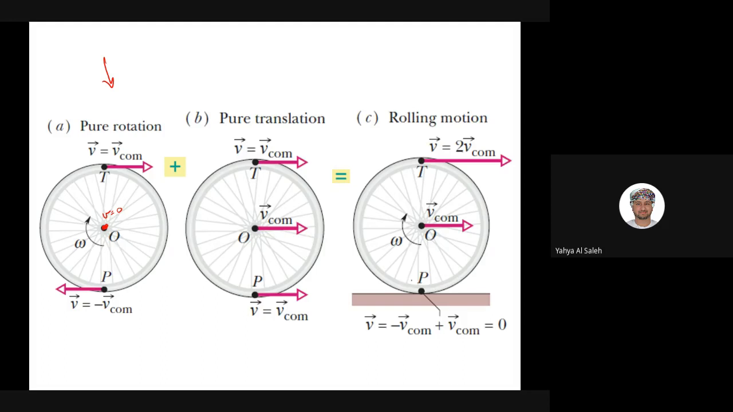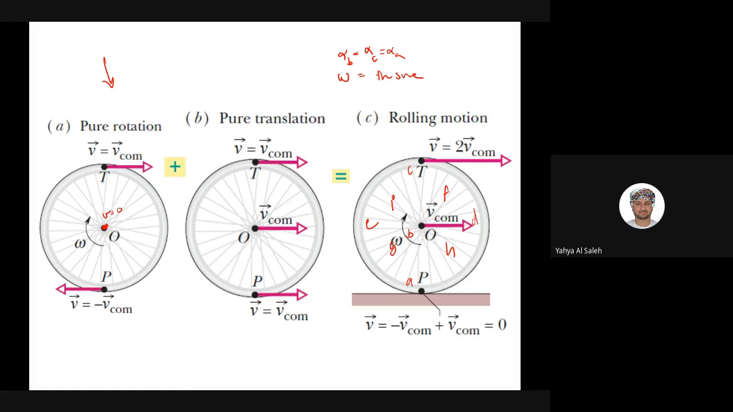So if I take point A, point B, point C, point D, point E, point F, point G, point H, point I, and if I ask for their alpha, all their alphas are equal. If I ask for their omegas, they're all the same. They go through 360 degrees at the exact same rate.